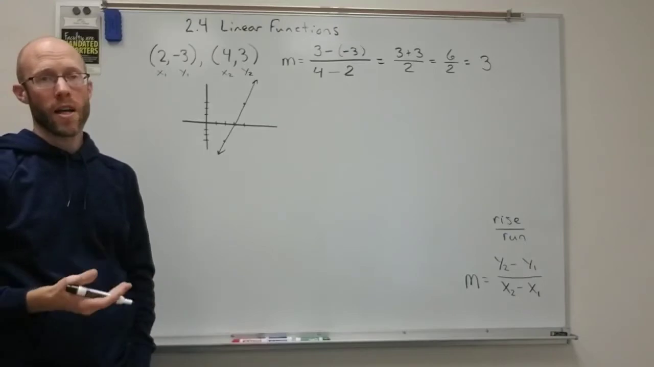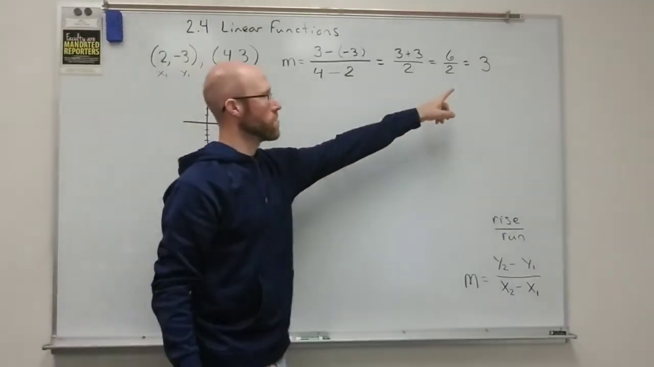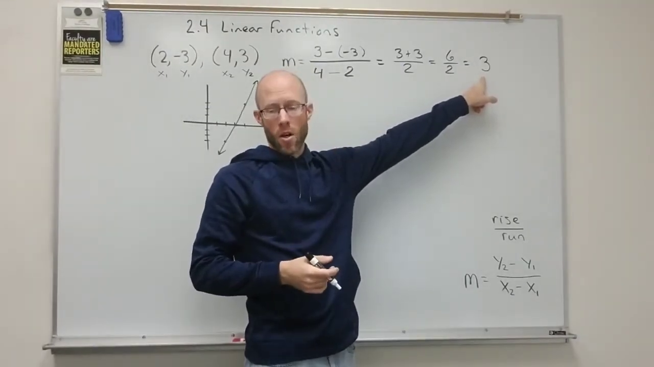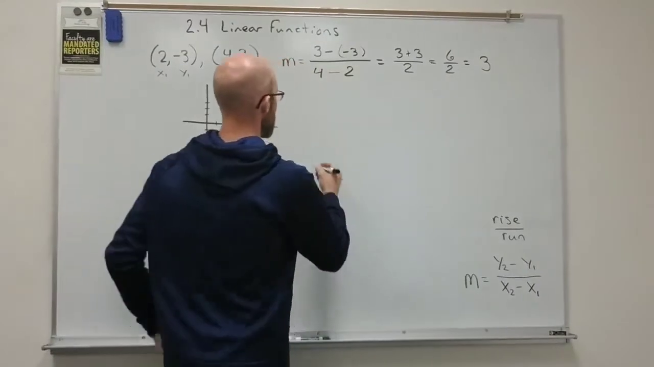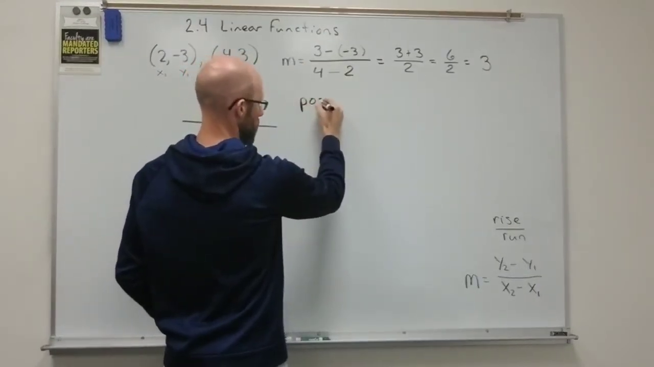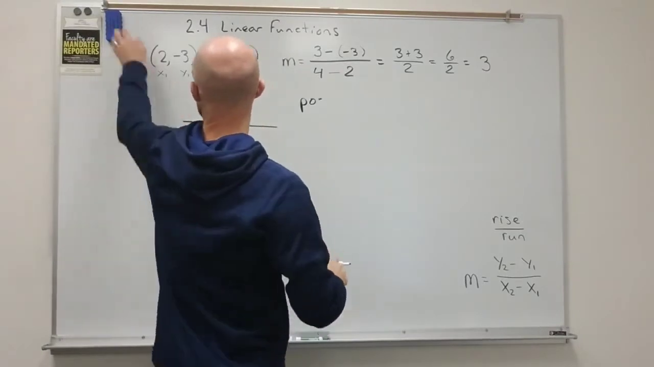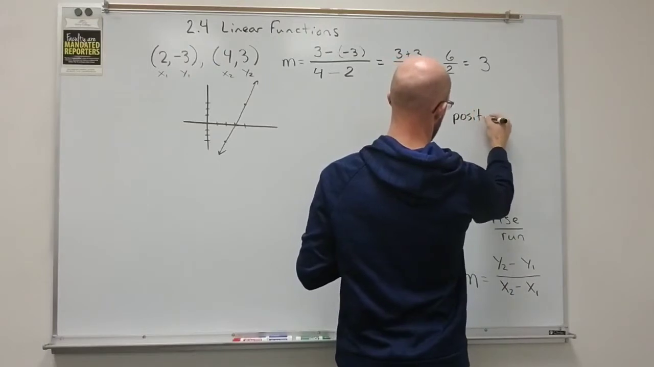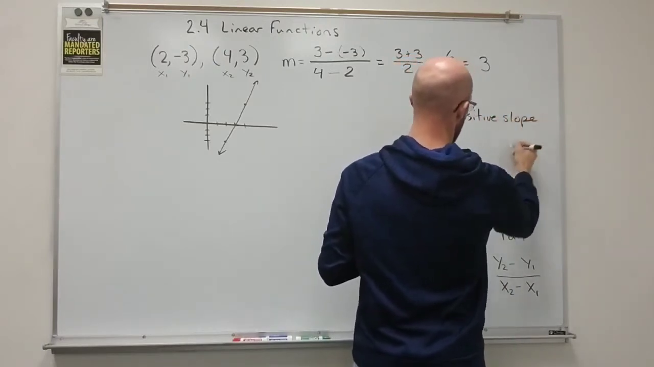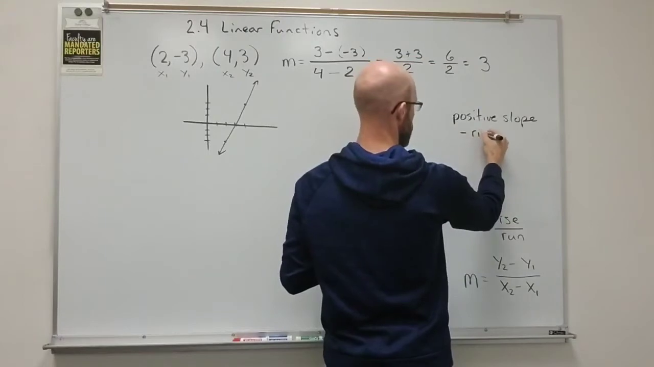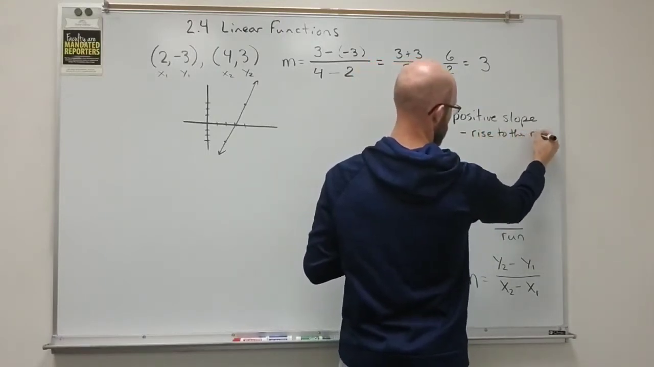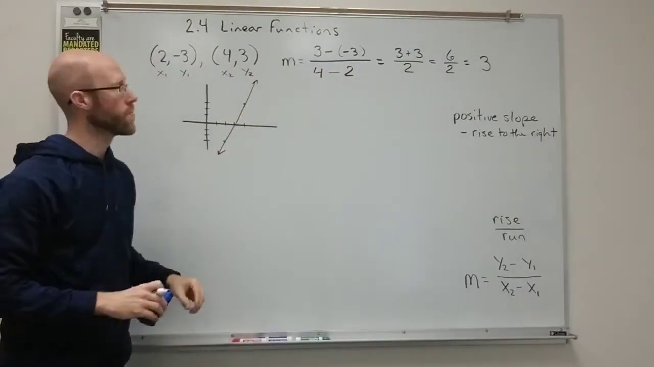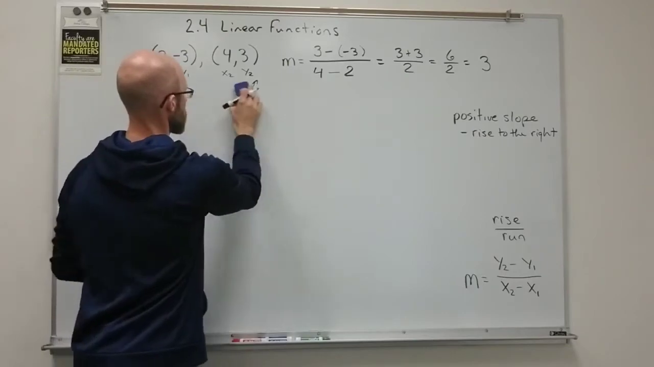In fact, what you're going to find is that every time you have a positive value as your slope, the line will rise up to the right. It's the examples we saw in the previous videos as well. So we have a positive slope. Actually, I'm going to write that over to the side. Results in a rise to the right. So this will be rising up to the right. All right, let's look at another example here.